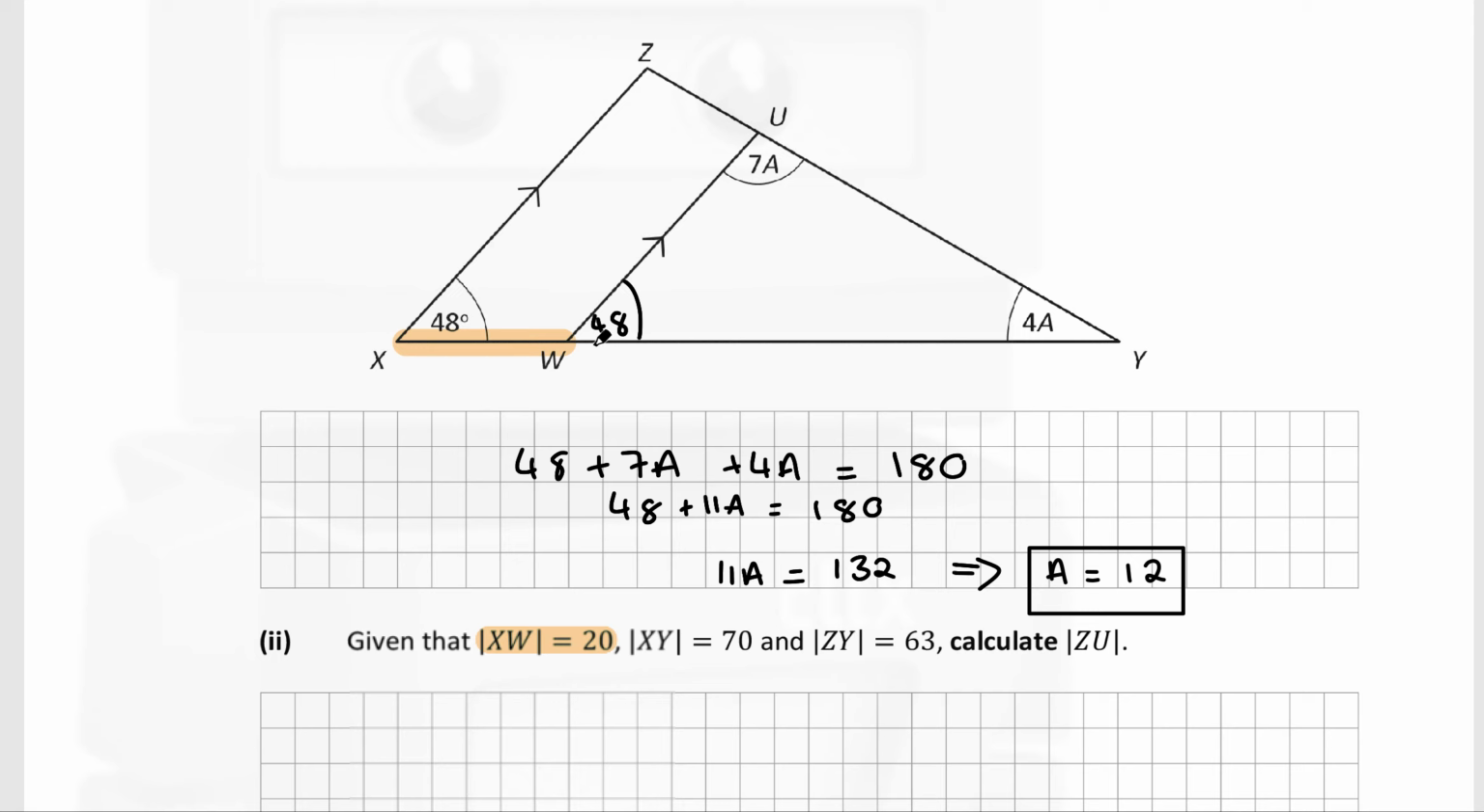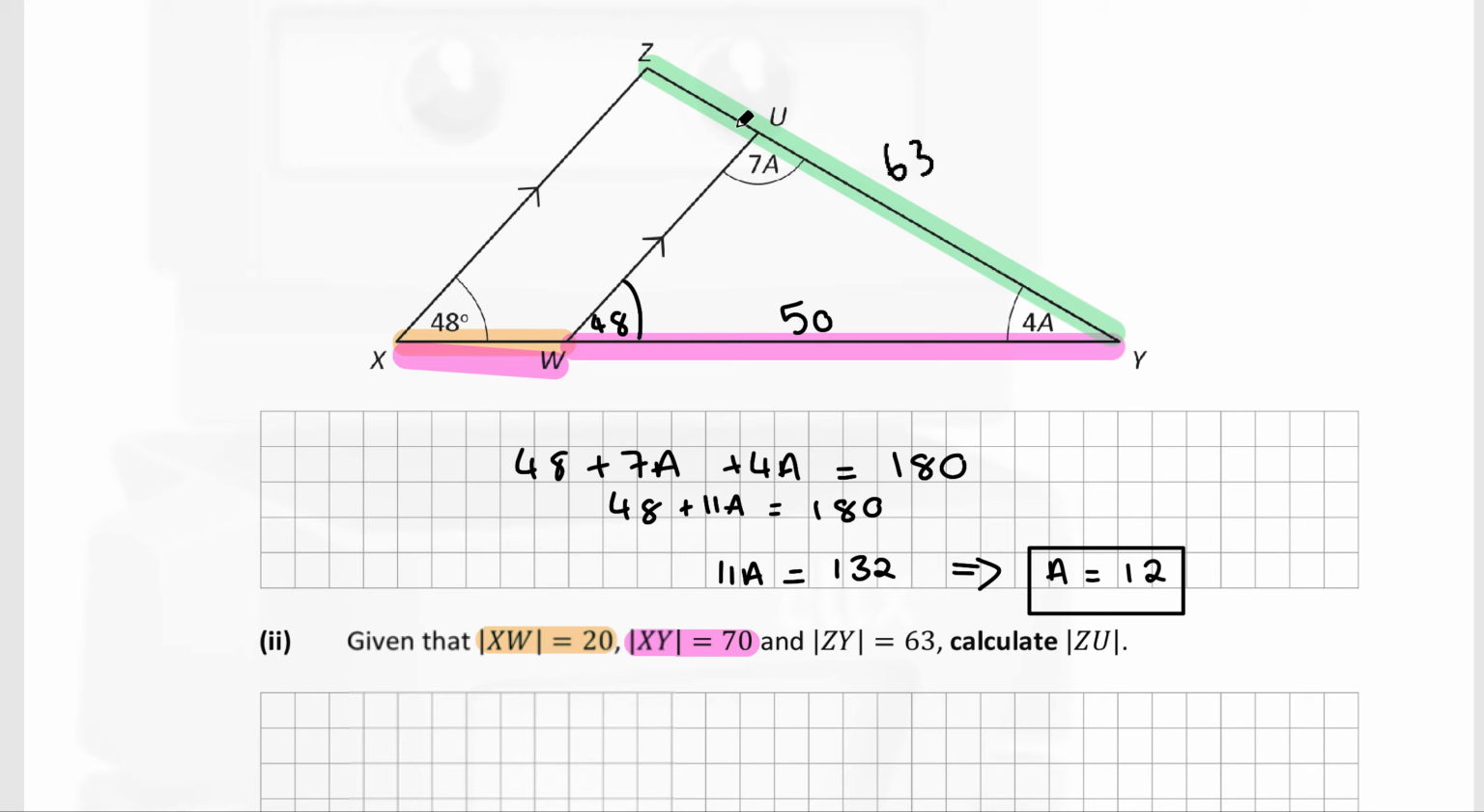I know that x to y the whole way is going to be this, and then this part down here as well, that is going to be 70. So that tells me also that this part here must be 50. I know zy is equal to 63, so z to y is 63. That green line there. And then I'm asked to calculate z to u, which is this section inside here.